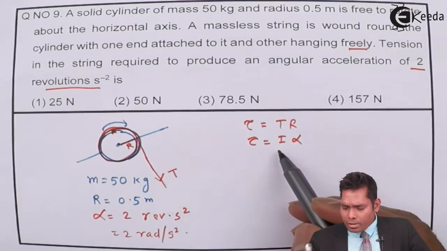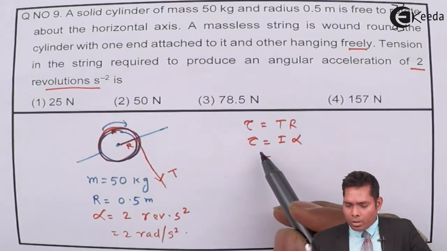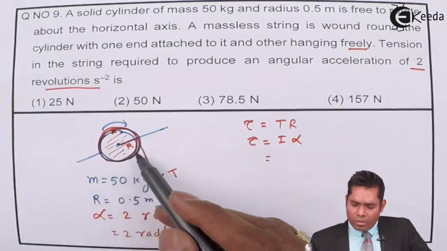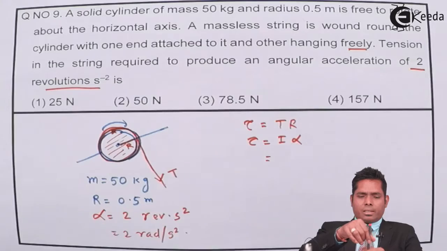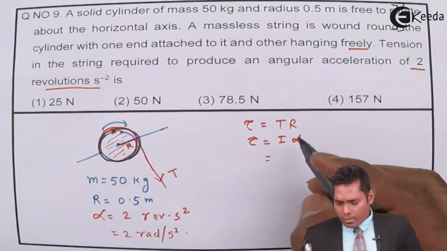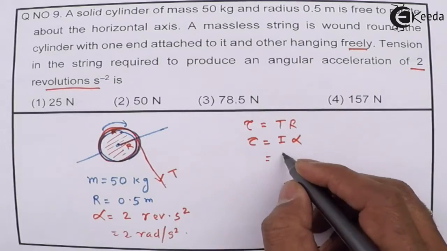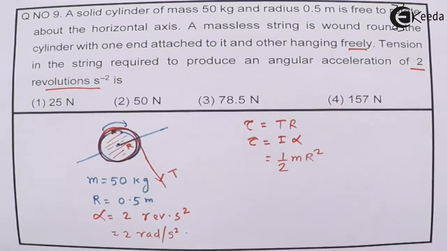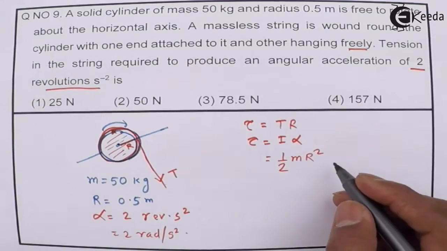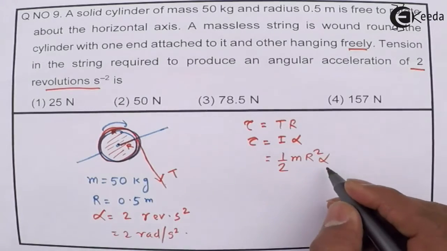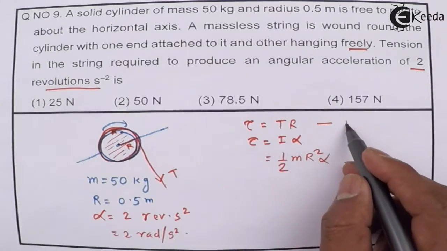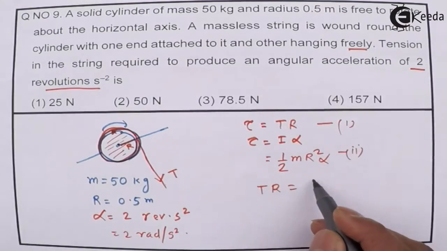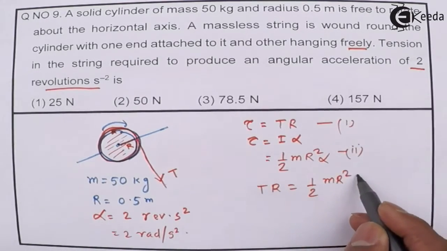And what is I? I is the moment of inertia of the solid cylinder. If it is a solid cylinder, about this axis it is half m r square. So I'll write half of m r square. That is for solid cylinder, and alpha. These are the two equations. Both the torques are the same. So TR must be half m r square alpha.